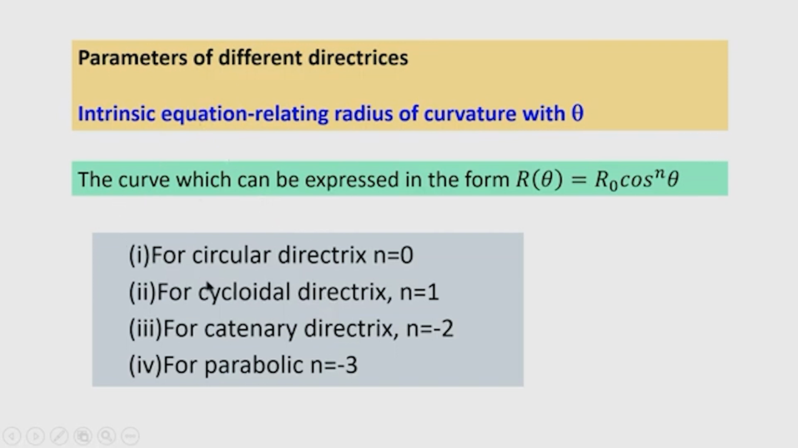So, now we summarize the parameters of the different directrices. For circular directrix n is equal to 0, for cycloidal directrix n is equal to 1, for catenary directrix n is equal to -2, for parabolic it is -3. Okay. The equation of the curve is r equal to r naught cos to the power n theta. One directrix I have not included here, because this cannot be expressed in this form, that is the semi ellipse, and that has to be found from the general procedure, finding the radius of curvature after successive differentiation of the equation of the curve.